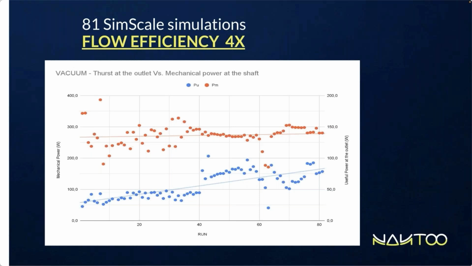And as you can see, run by run, while the mechanical absorbed power at the shaft was quite steady, the useful power was increasing, arriving at an actual efficiency which is 4 times higher than the first design that we had. So we basically have a very high performance, also compared to the other competitors, with a reasonable amount of absorbed power.